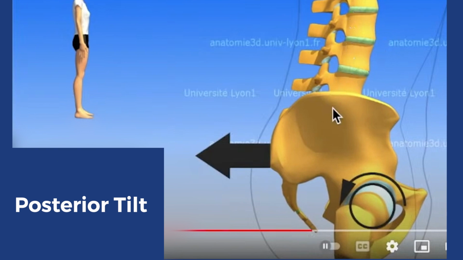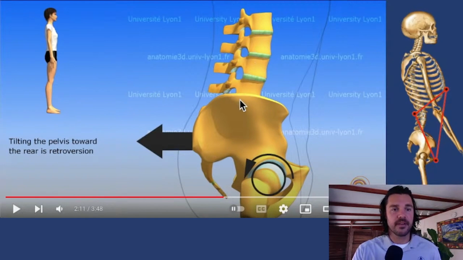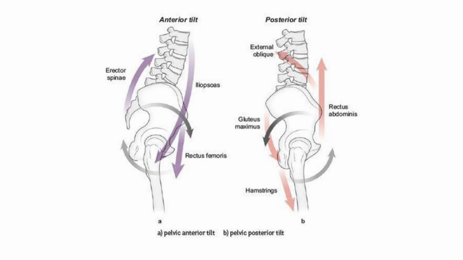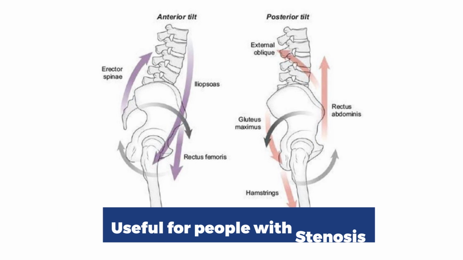So this is posterior tilt. You can see the flattening of the curve in the lumbar spine. The pelvis gets to about level here, but it is posterior tilt. The pubic bone comes forward, and what you can see is the space opens up in the back of the spine. Now, this could be a useful strategy for someone that has stenosis.